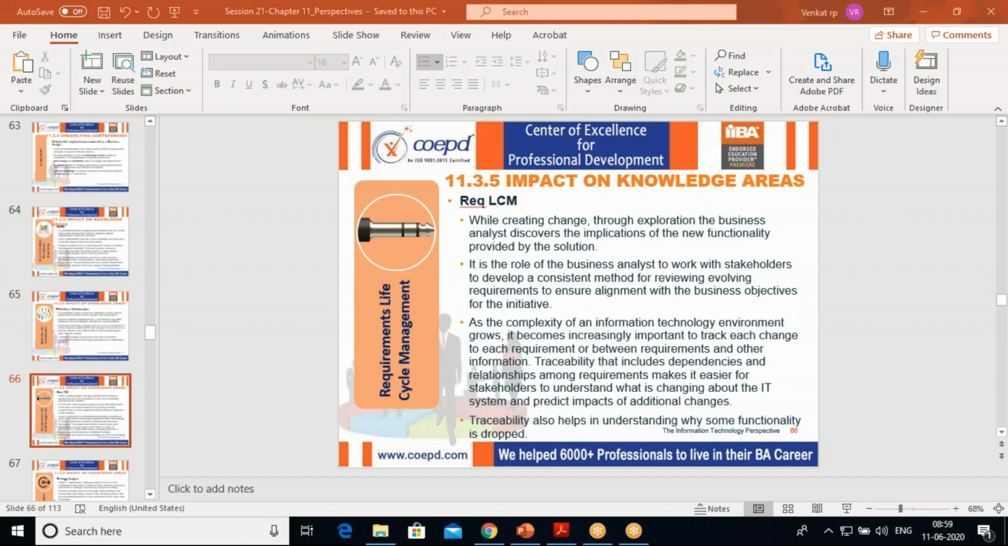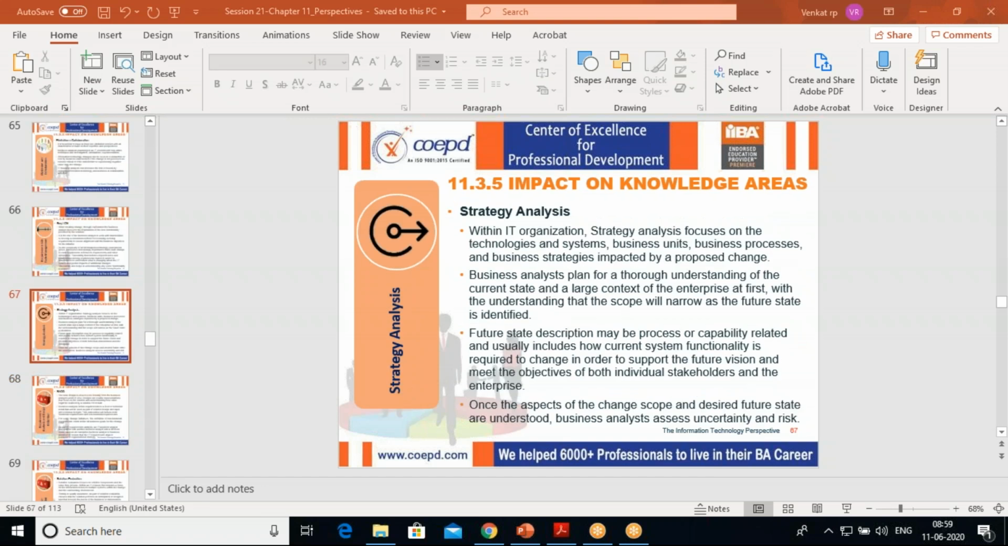Okay, and the requirements lifecycle management will come up with a cycle: how the requirements are going to start, where they're going to originate, how they're going to transform into a solution, and the mapping of how we are going to make it.